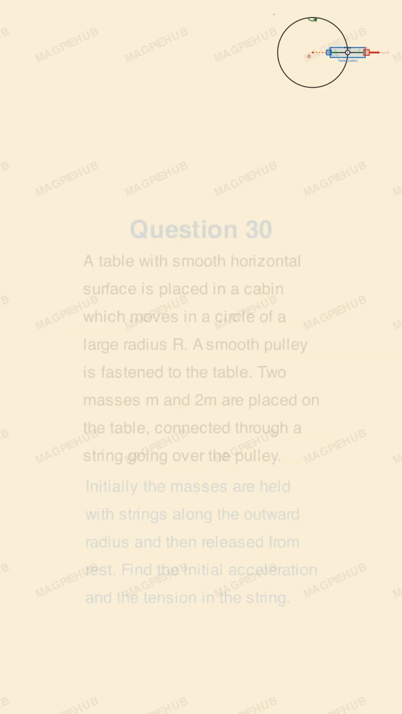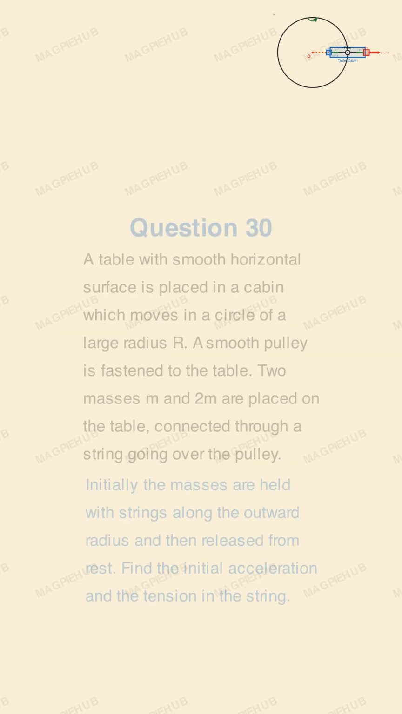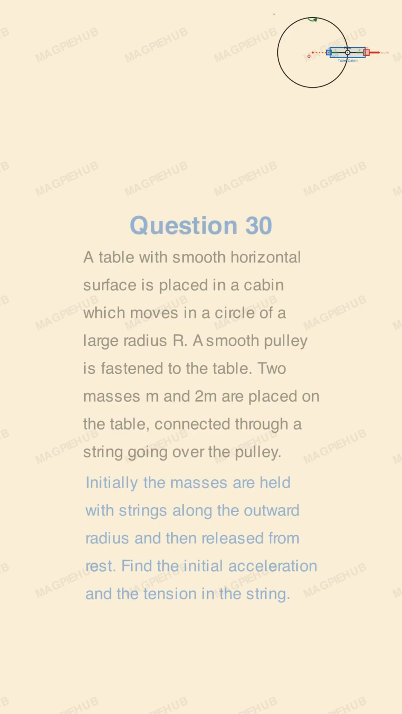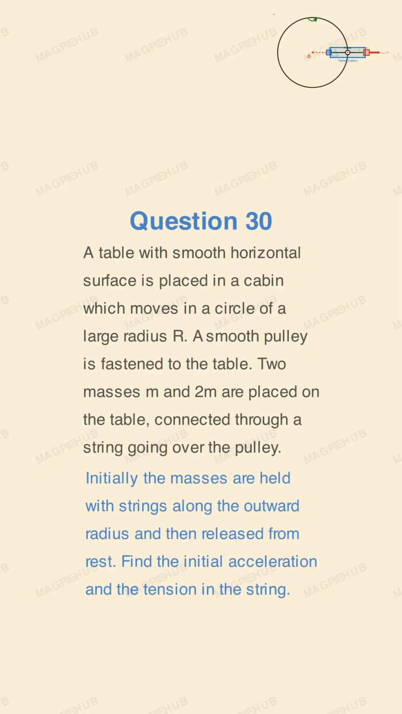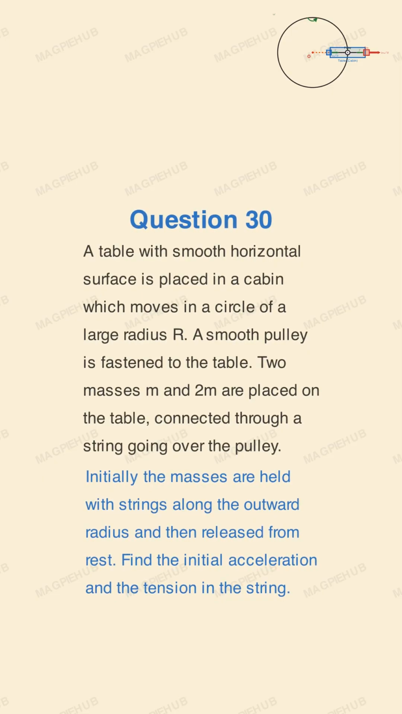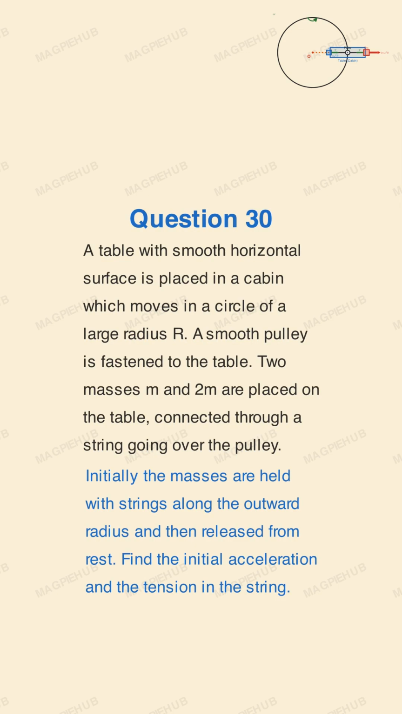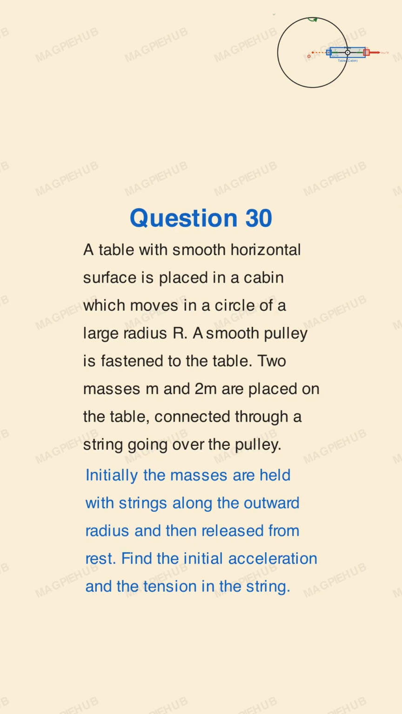The question asks: a table with a smooth horizontal surface is placed in a cabin which moves in a circle of a large radius r. A smooth pulley of small radius is fastened to the table. Two masses, mass m and mass 2m, are placed on the table, connected through a string going over the pulley. Initially the masses are held with the strings along the outward radius, and then the system is released from rest with respect to the cabin.